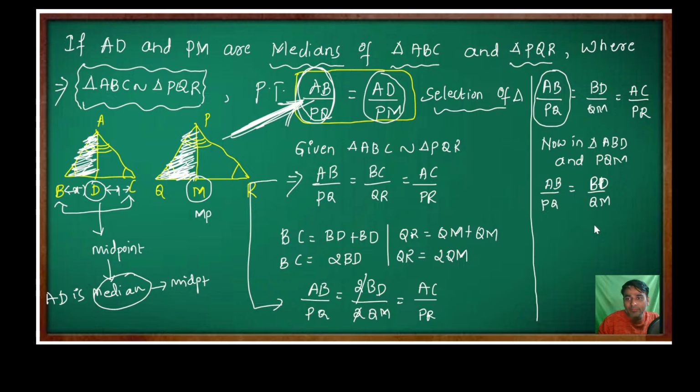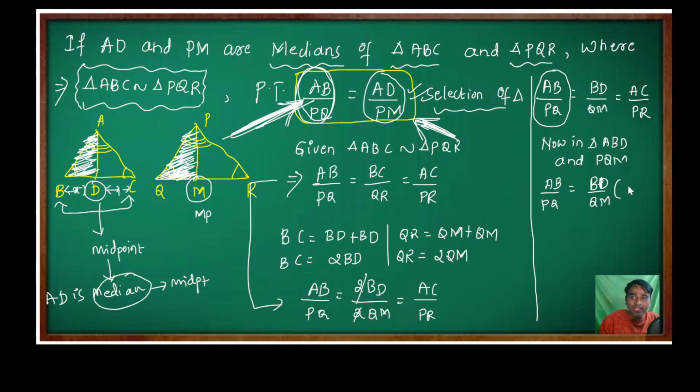AD by PM, you should not take, Harsha, because we are going to prove that. So don't include that. Include the other thing other than this. You should not include this because you have to prove this, right? Don't include. It can be written, but we should not include that while proving. So now it is AB by PQ equal to BD by QM.